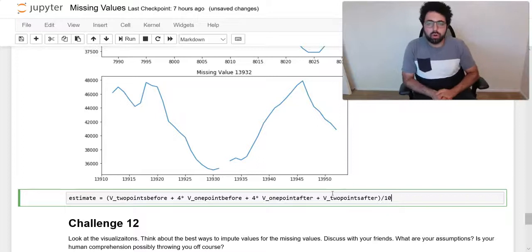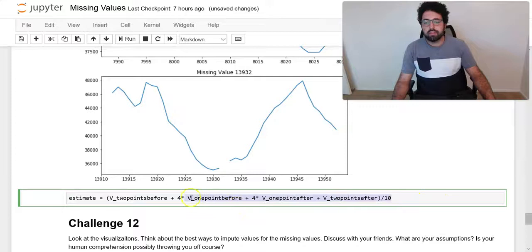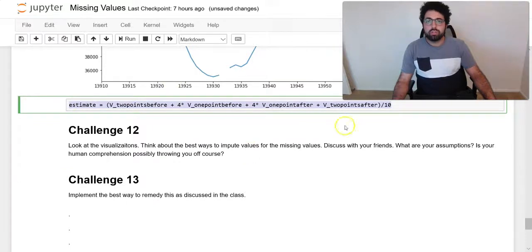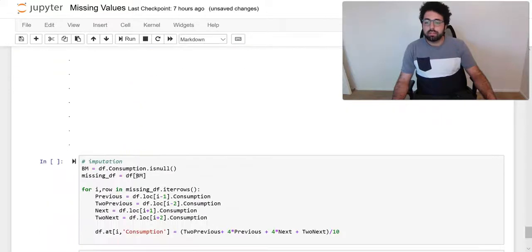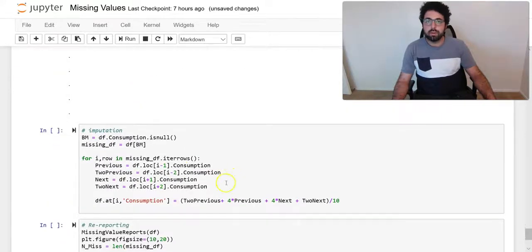So you could come up with your own estimate formula. You can bring in the 3 points after and 3 points before and have different weights for them. But this is a fairly good estimate for these types of data. So let's go ahead and use this calculation to estimate these missing values. And it's a very simple calculation.